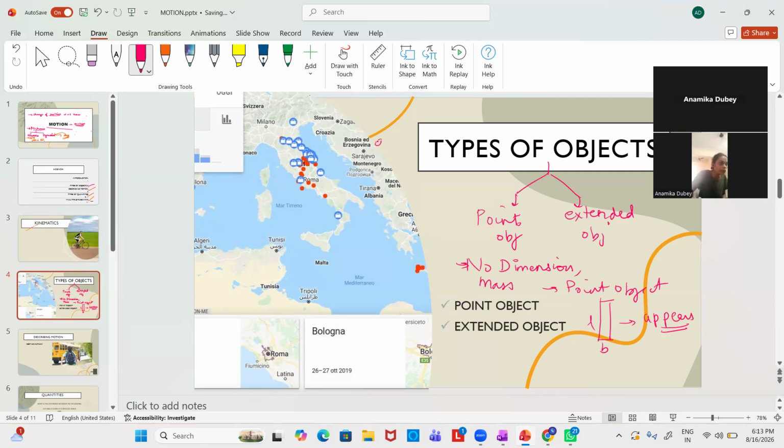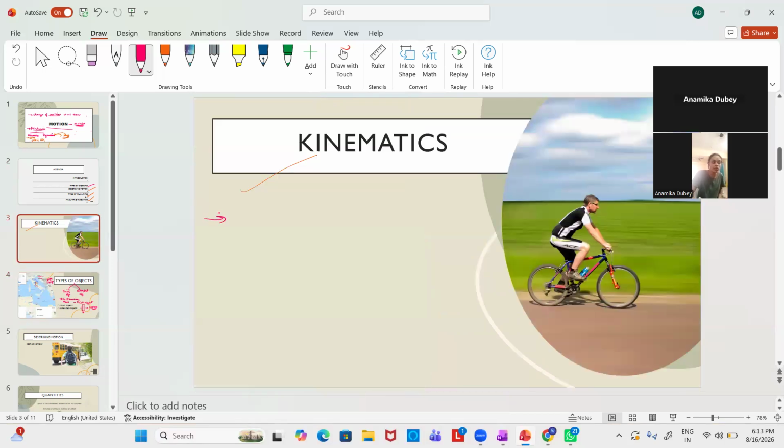I hope you know that this is a Google map. See, you can see various locations on the Google map. Here, these locations are actually not points. They are appearing as points. Why? Because these locations are being traced from a high-above satellite. So they appear to be points.